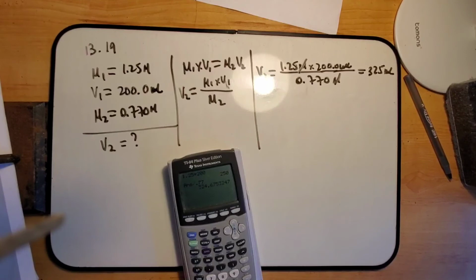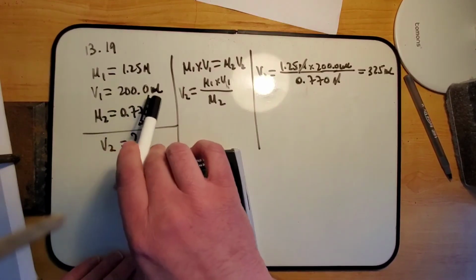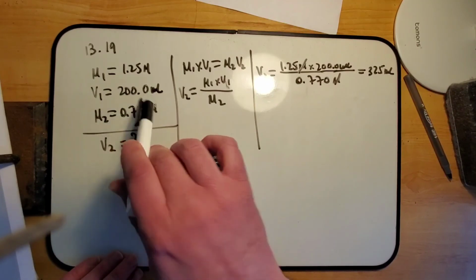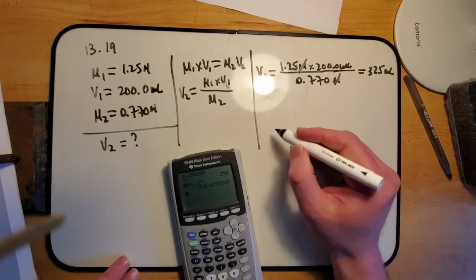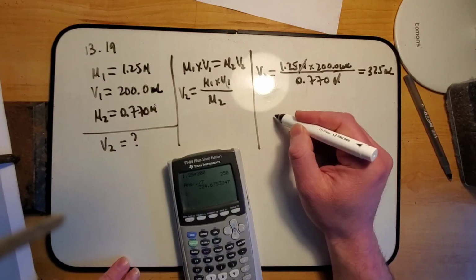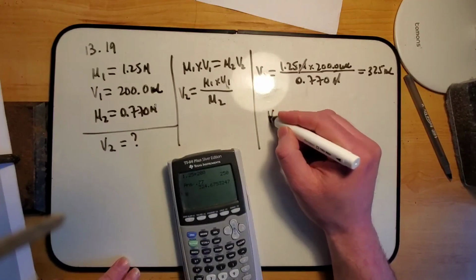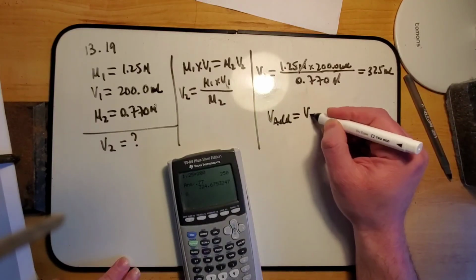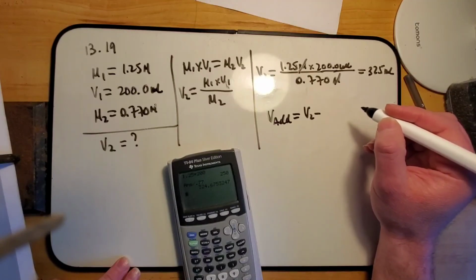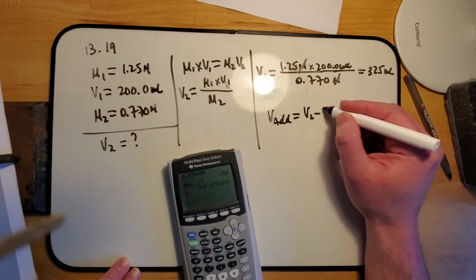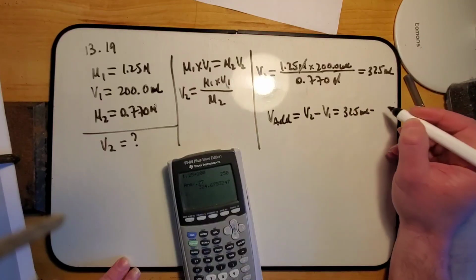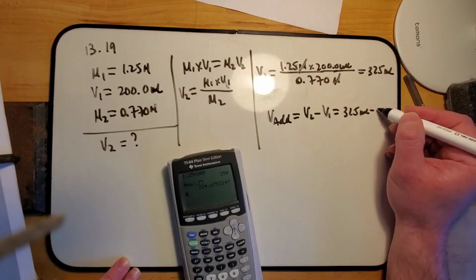So they just wanted us to figure out how much we need to add to this 200 ml to make this solution. And the answer is very simple now. The volume that we need to add, V add, is equal to V2 minus V1, and in this case that will be 325 ml minus 200.0 ml.